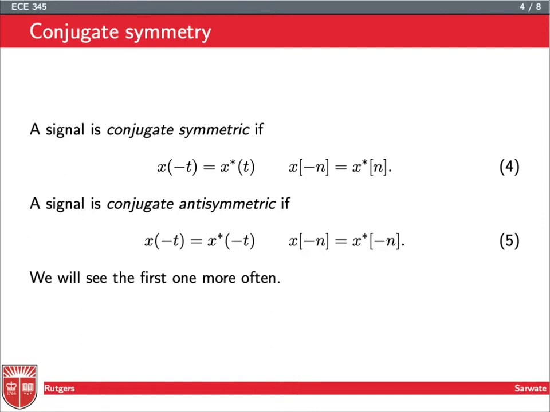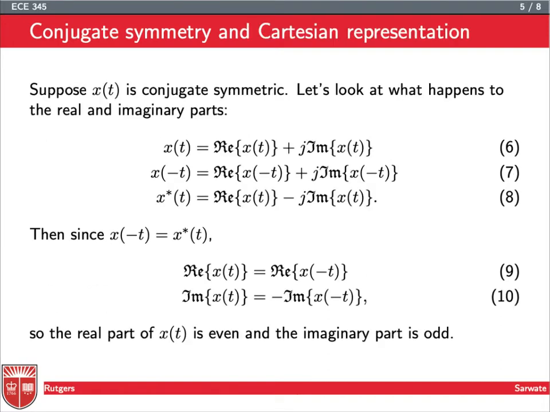And there's also a related definition of conjugate antisymmetric, which is kind of like the odd type version of this, where x of minus t is minus x star of t and x of minus n is minus x star of n. But usually we talk about conjugate symmetry a bit more often, although conjugate antisymmetry does appear when we talk about Fourier transforms. So suppose x of t is conjugate symmetric.